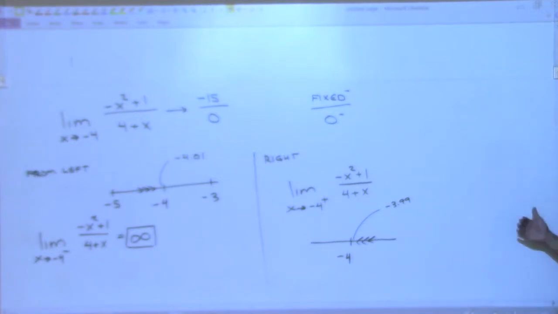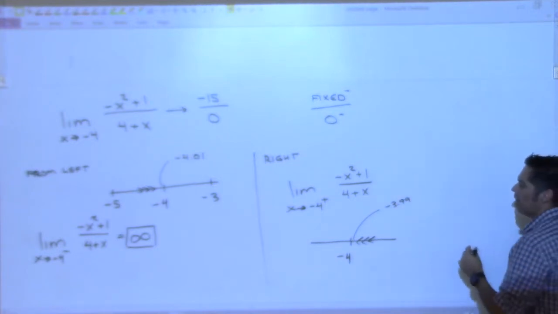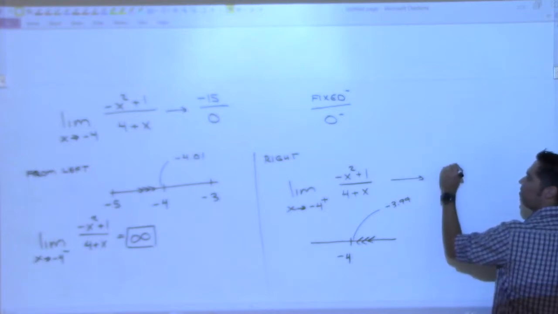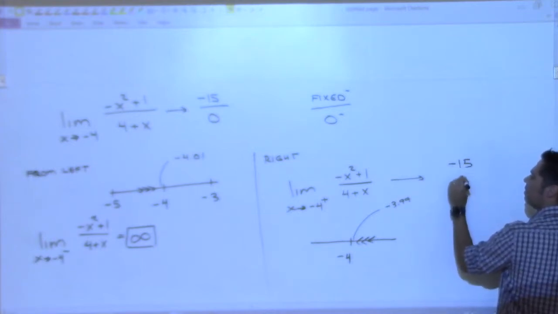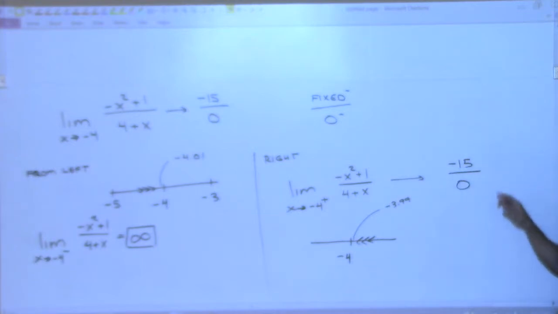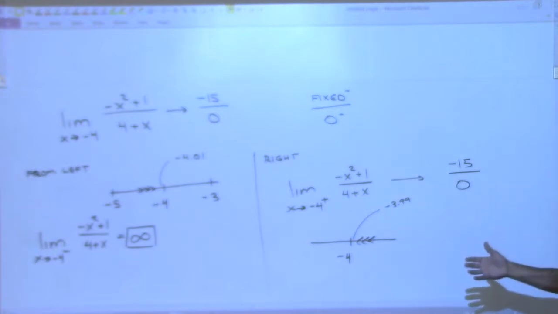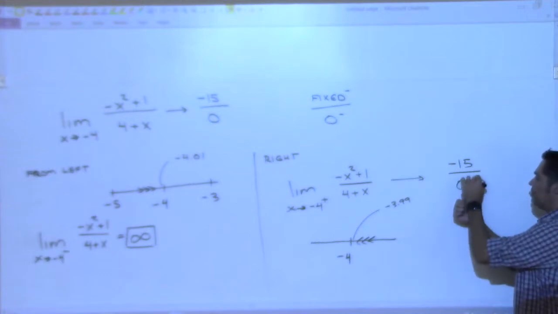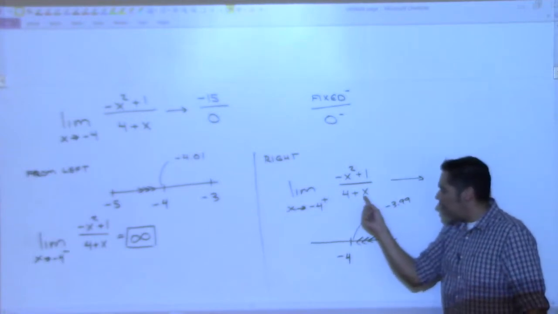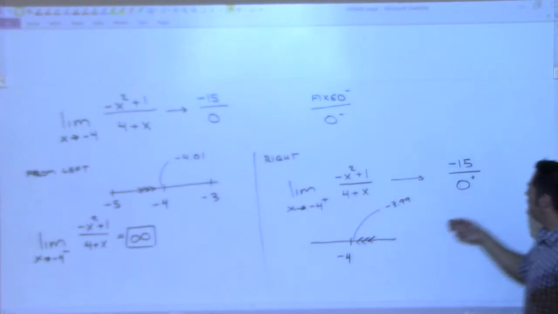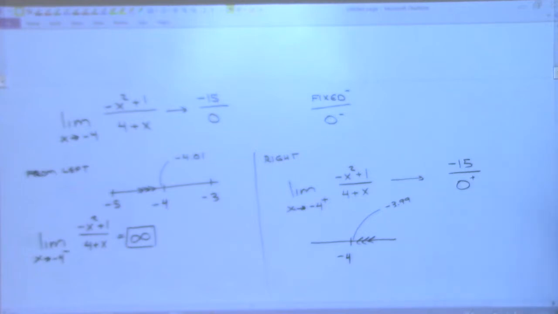Okay, now visually, plug that in here. And remember, we know that this went to negative 15 over 0, we were just trying to determine what the bottom was. So what's it going to be on the bottom now? Positive, right? We know it's going to 0, but it's going to be positive. So this little positive number, because when you plug that in right there, you get a positive number. And so you have a negative over a positive, so that limit should be what? Negative infinity, right? Negative over positive.